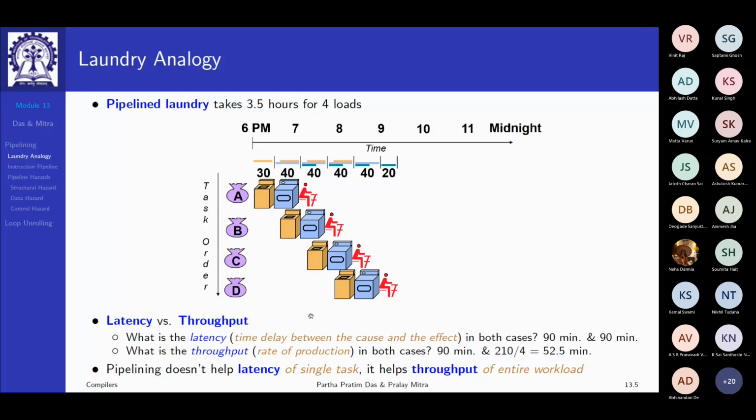There are two terms that are often used in this connection. One is called latency, and the other is called throughput. Latency is basically the time taken from the start to the end of the job. So what is the time I will take to actually get my clothes done? 30 minutes plus 40 minutes plus 20 minutes, so a total of 90 minutes I will need. As we pipeline, the latency will not change: whether I'm doing a sequential laundry or a pipelined laundry, in both cases my latency will be the same.